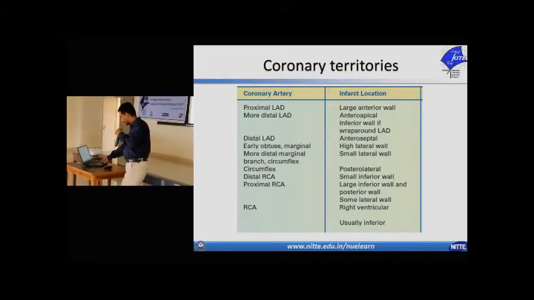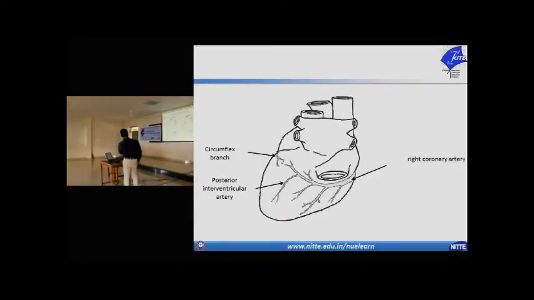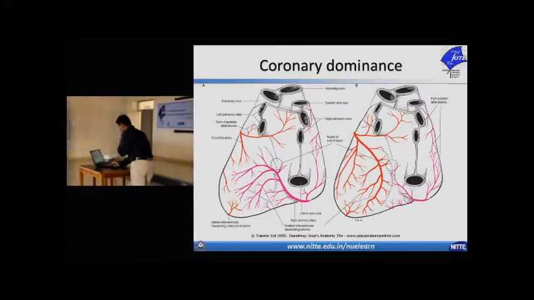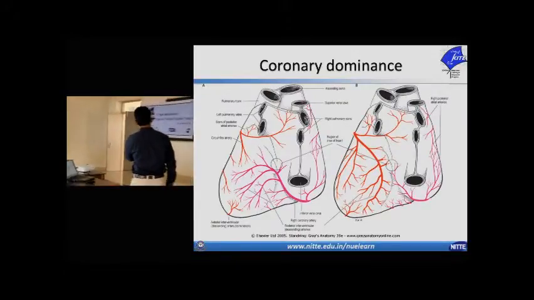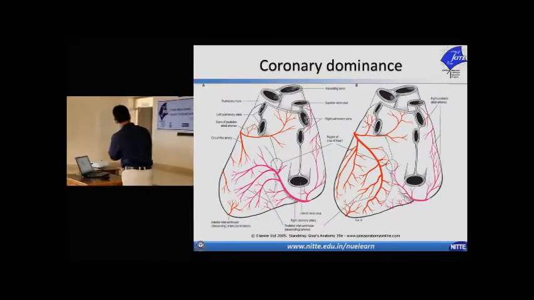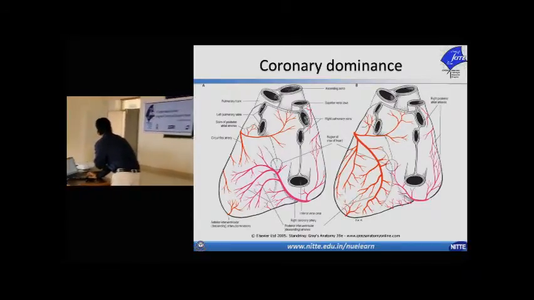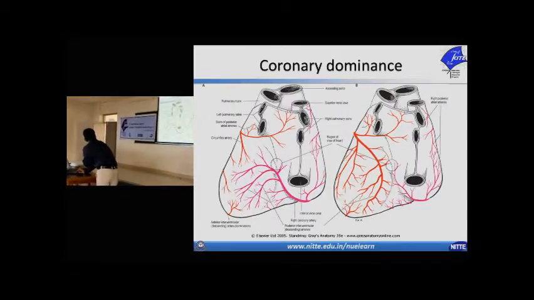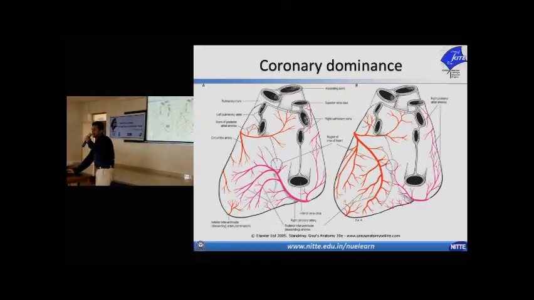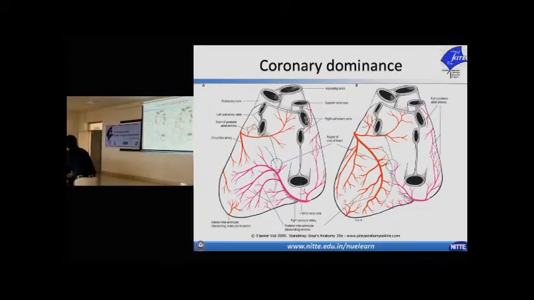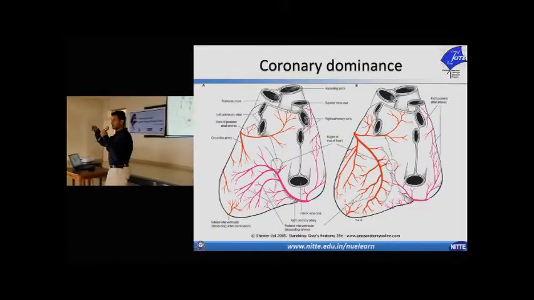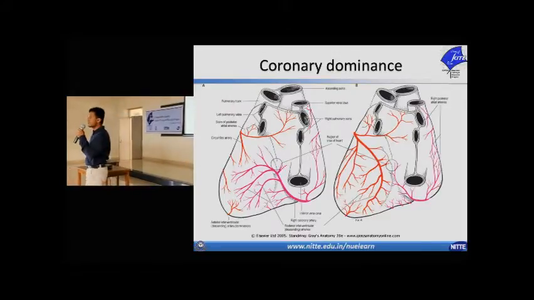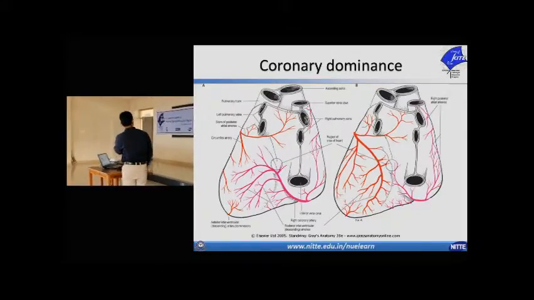respective branches. In the first diagram you can see this is the normal right coronary artery dominance, where the posterior interventricular branch is coming from the right coronary artery. Here this is left coronary dominance, where this is the posterior interventricular branch which is coming from the circumflex branch, which is again the continuation of the circumflex branch of the left coronary artery.